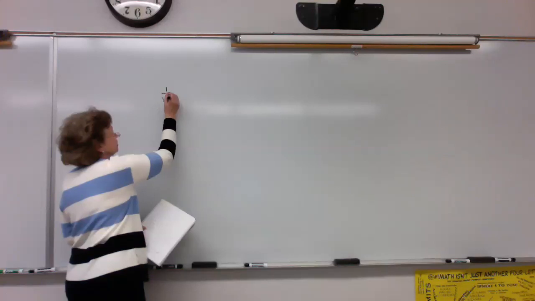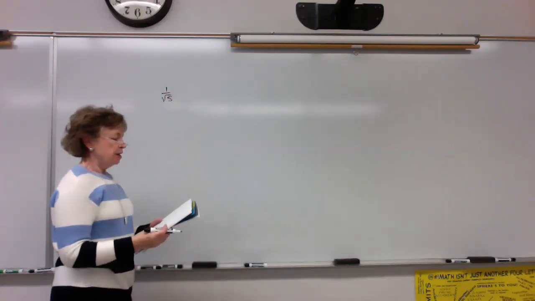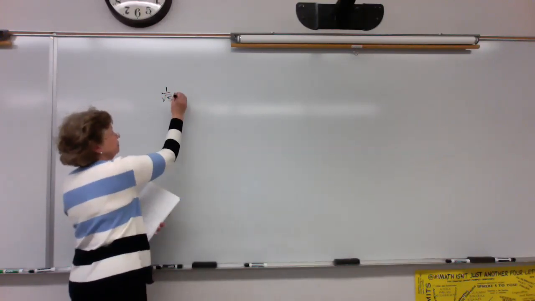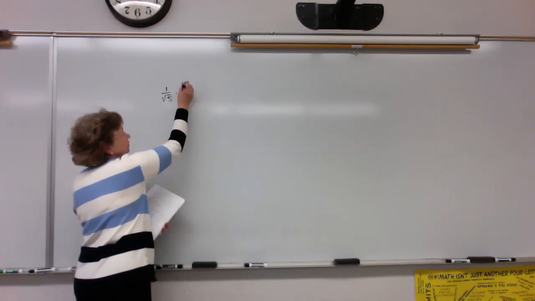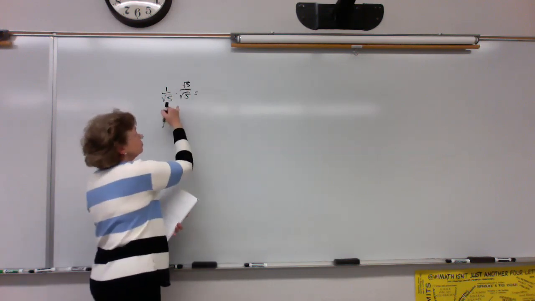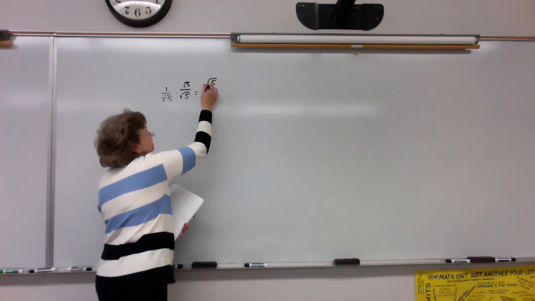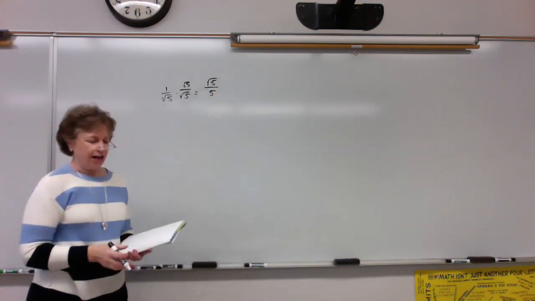It was 1 over the square root of 5. I'm multiplying by, it's a square root, I want that to be a perfect square. Square root of 5 over the square root of 5. And when I finish, my answer is the square root of 5 over 5.